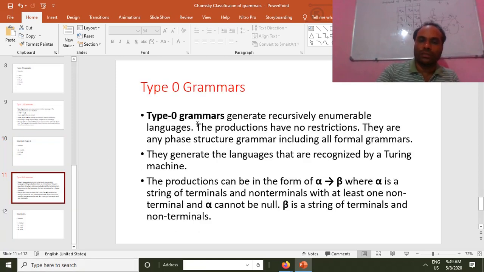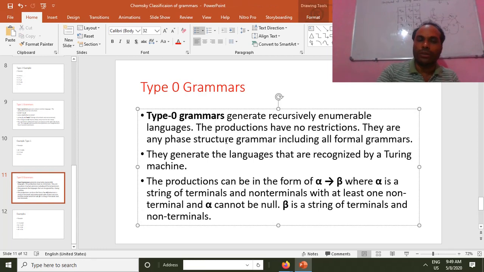Next you see type 0 grammars. It is very important. Type 0 is the most powerful grammar, and type 0 grammars generate the recursively enumerable languages. For type 0 there is no restriction or constraint on the left hand side and right hand side. You may write terminal or non-terminal symbols, any number of them. But don't take the left hand side as epsilon.